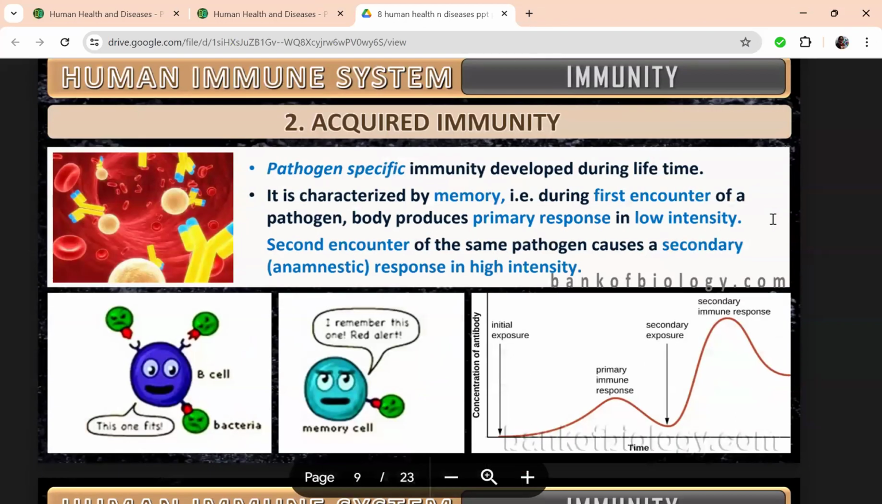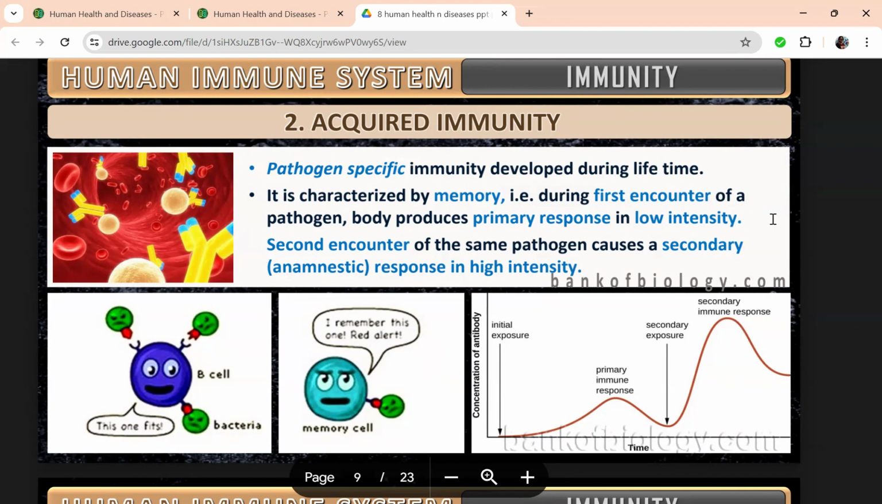All right, next we are coming to acquired immunity. So now we have completed the natural or innate immunity. Now we are coming to acquired immunity. Acquired immunity is what? Pathogen-specific immunity developed during lifetime.